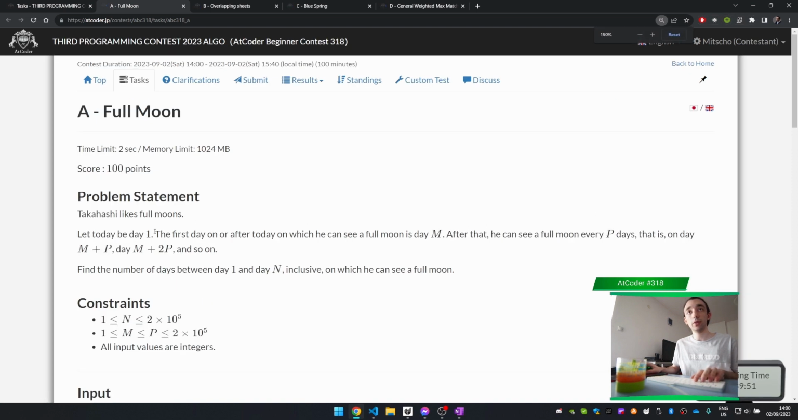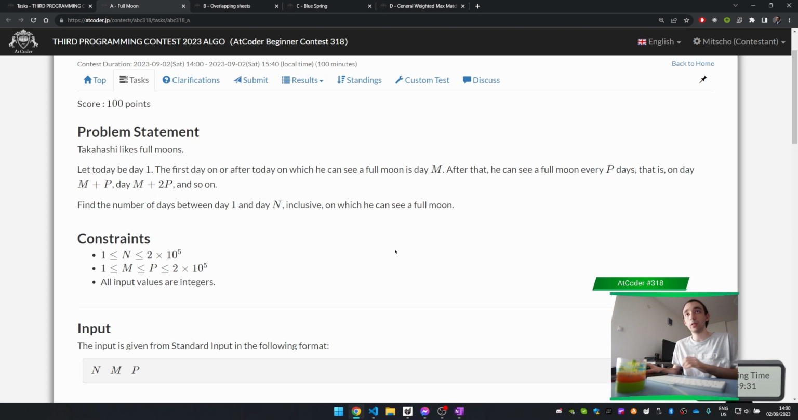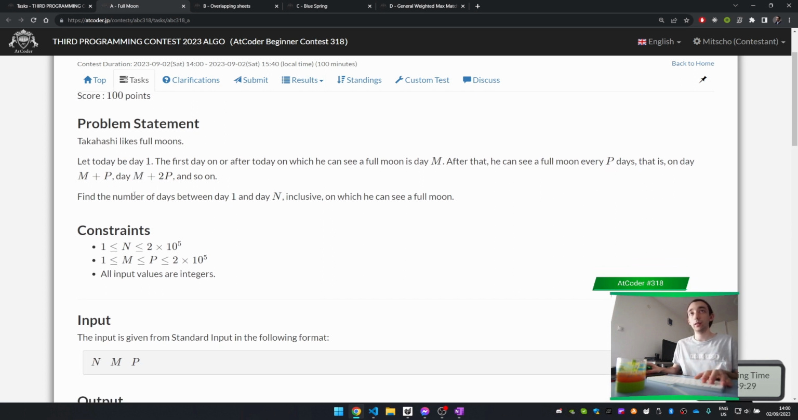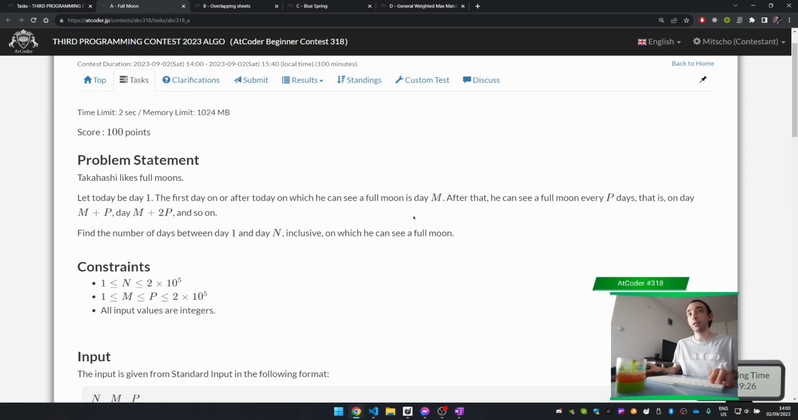Okay, Takahashi likes full moons. Today is day one. The first day on or after today on which he can see a full moon is M days later. After that, he can see it every P days, so M plus P, and so on. Find the number of days between 1 and N on which he can see a full moon. So M is just an offset, and then P is the period.